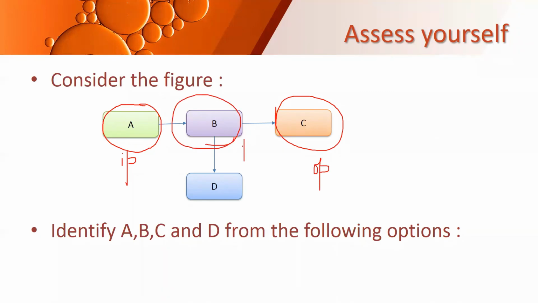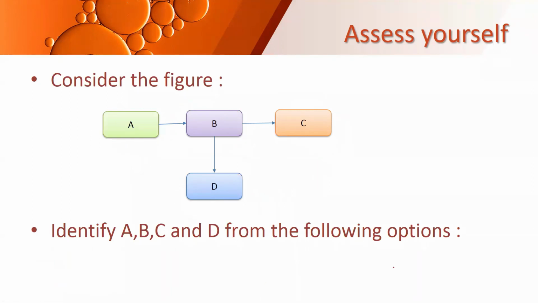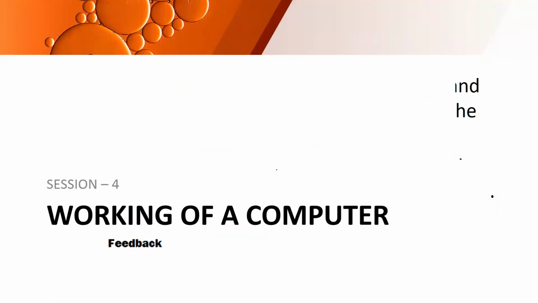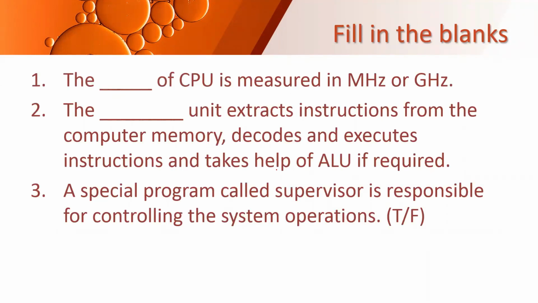B will refer to processor. D will refer to memory or memory plus CU. Memory as well as control unit. So this is input, processor, output, and memory plus control unit. Got it? We have a small video over here. I will show you the video later on. We have one more assessment to do. Yes. Please do this in your copy quickly right now and give me the answer.